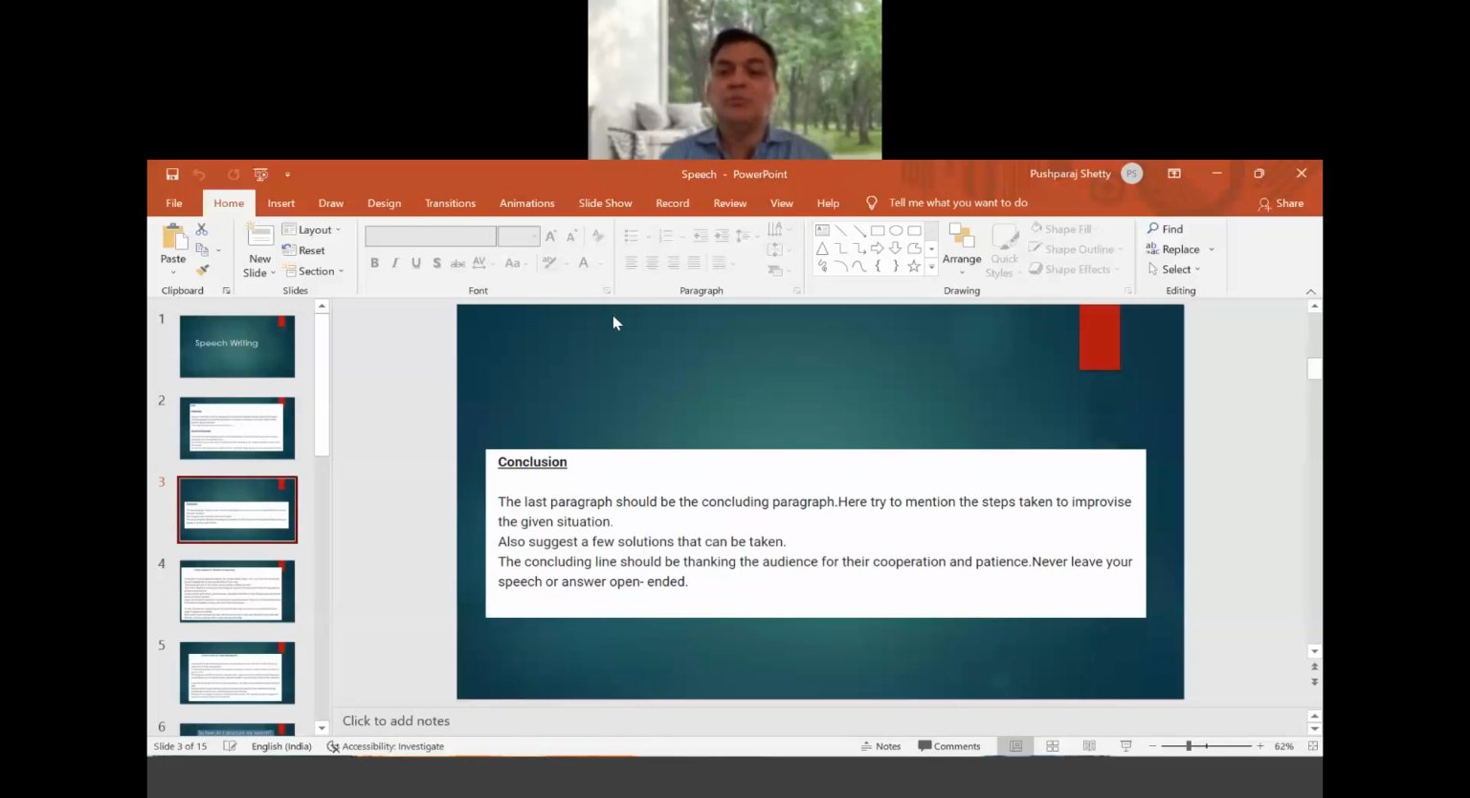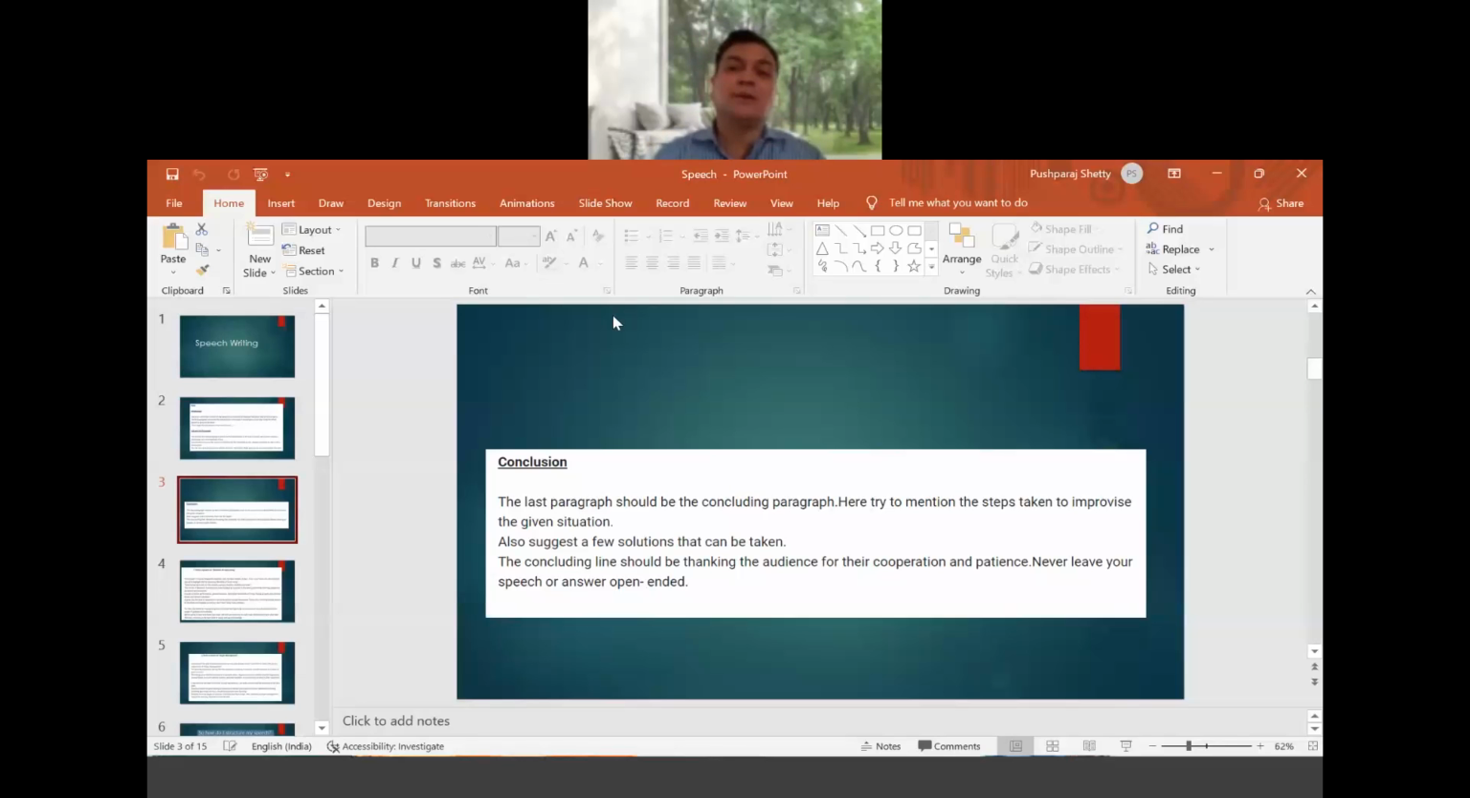Here you have to mention the steps taken to improve the given situation. So what all steps can be taken to improve the given situation? So the concluding remarks will be there in the last paragraph. Then suggest a few solutions that can be taken. So some of the solutions that you can provide.